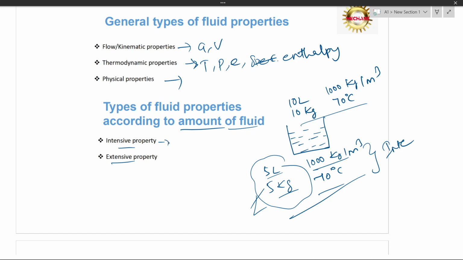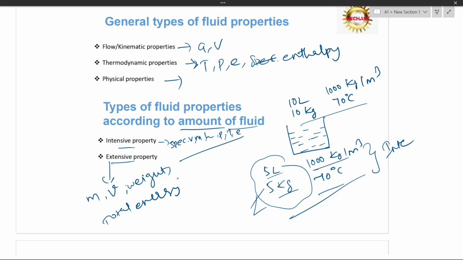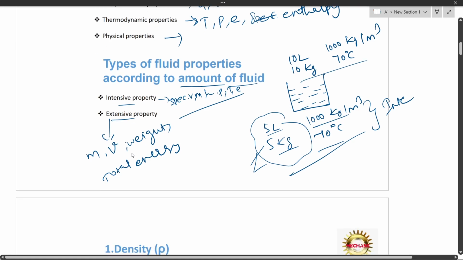Further examples of intensive properties are specific volume, specific weight, specific enthalpy, pressure, temperature, and density. Those come under intensive properties. For extensive properties, we can take mass, volume, weight and total energy. Those things come under extensive properties.